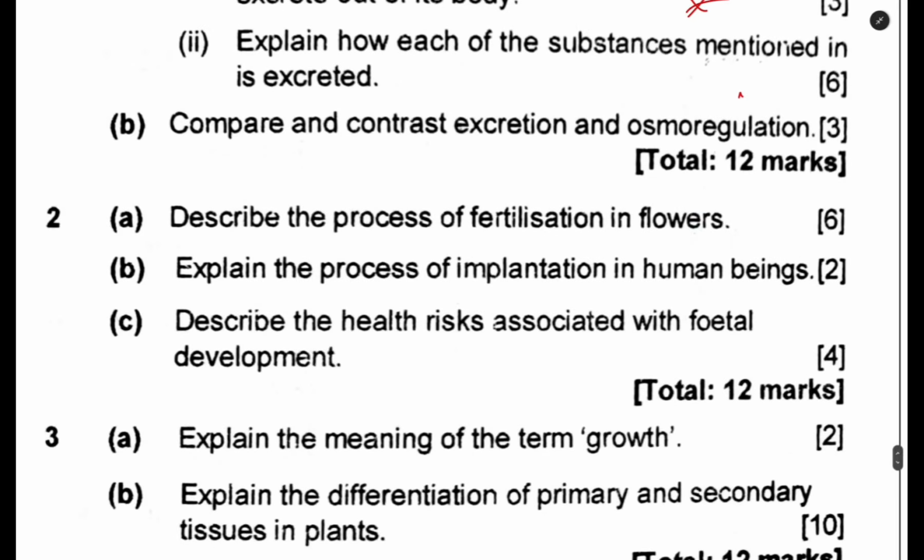Then question 2: describe the process of fertilization in flowers. So the process of fertilization, how does it occur? You need to explain how the sperm cells start growing through the to the ovary, and of course the whole process that occurs there. That is what to explain. Explain the process of implantation in human beings. So you should be able to explain. Describe the health risks associated with fetal development.